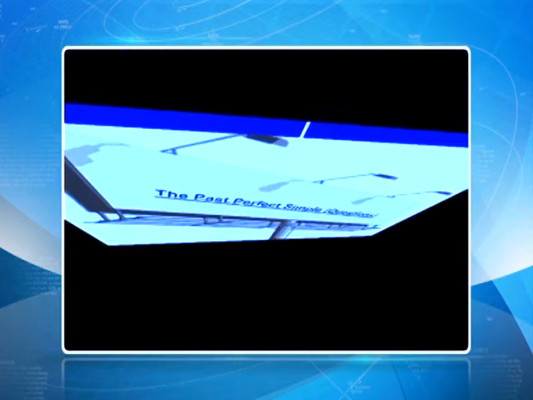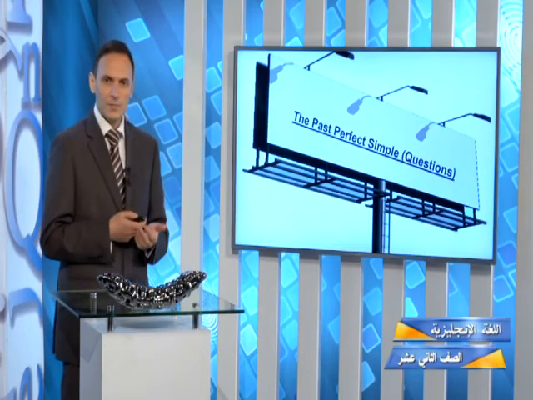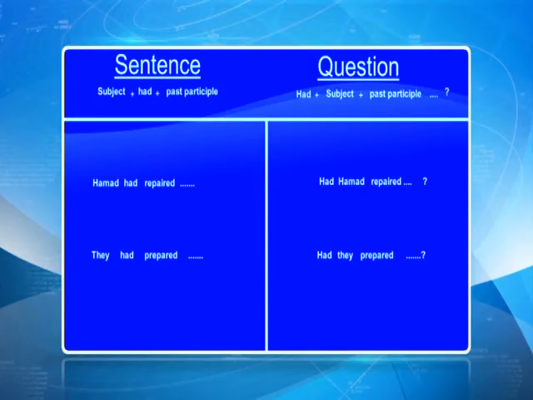Right. Now, how about using the past perfect simple tense in questions? So here in the first column you will see the word order of the past perfect tense in a sentence. You use the subject followed by had followed by the past participle. However, in the second column you will see the word order of question.